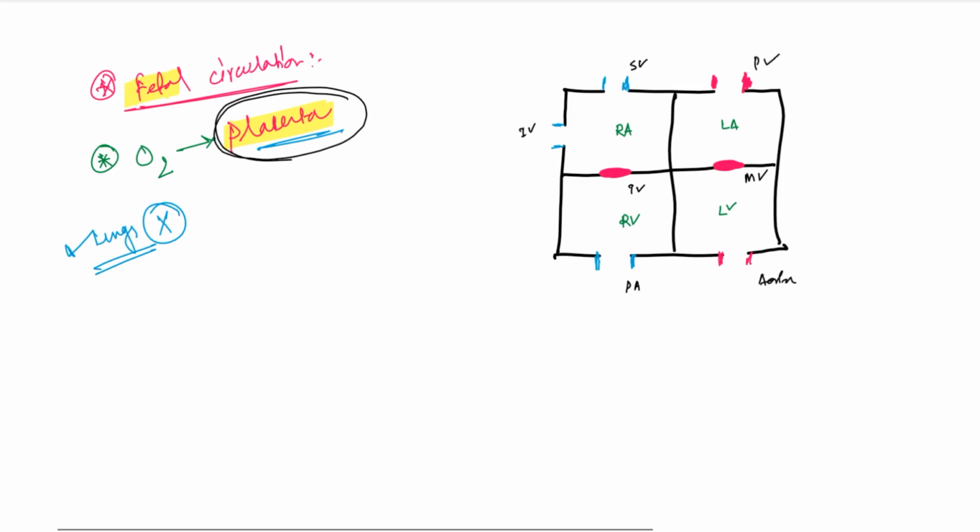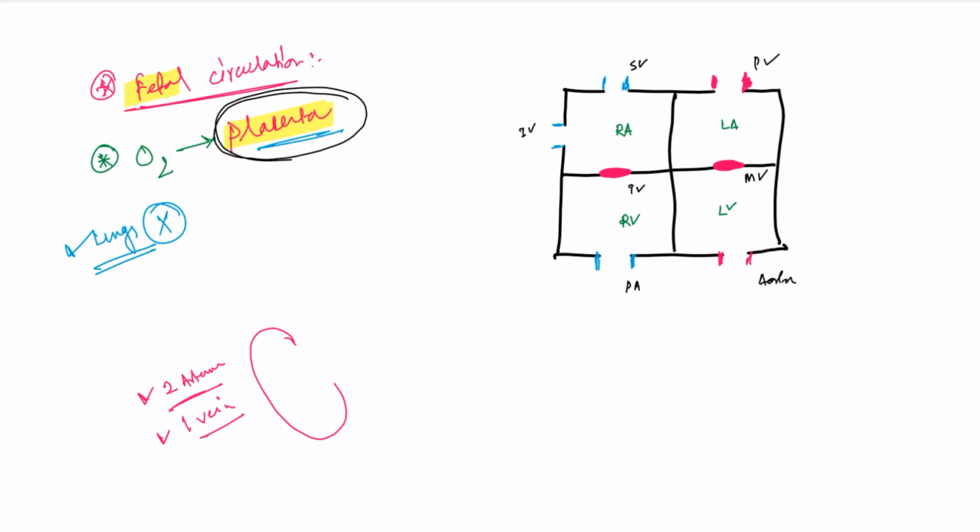Now, as we all know, the source of oxygenated blood is the placenta in case of a fetus. So the placenta contains 2 arteries and 1 vein, 2 umbilical arteries and 1 umbilical vein. Now the umbilical vein carries the oxygenated blood to the fetus and the 2 umbilical arteries bring the deoxygenated blood back into the placenta. So this is the umbilical vein which carries the oxygenated blood to the fetus, and these are the umbilical arteries which bring back the deoxygenated blood from the fetus.